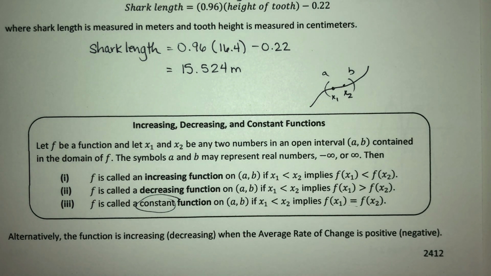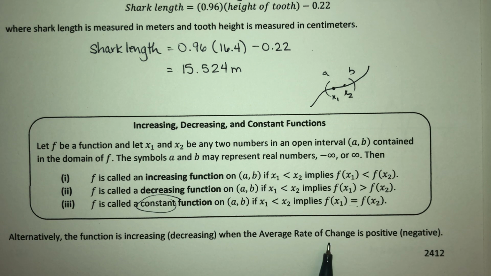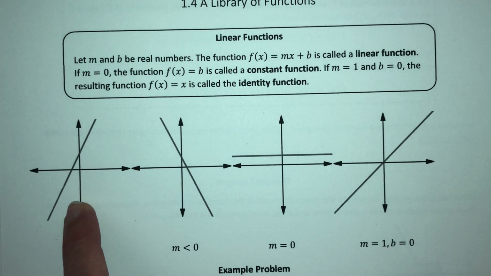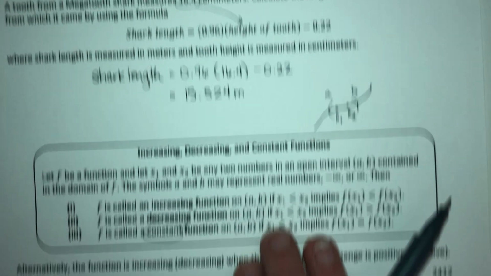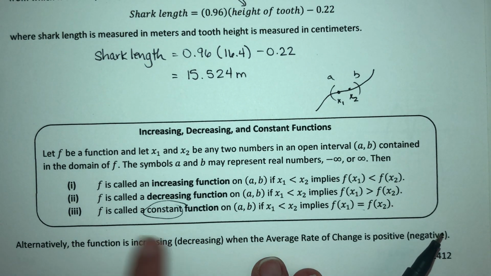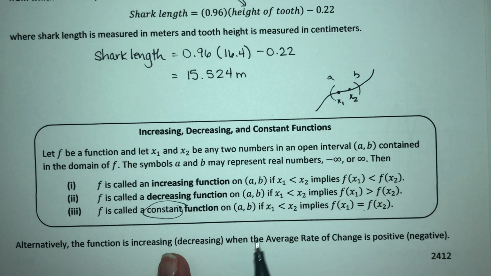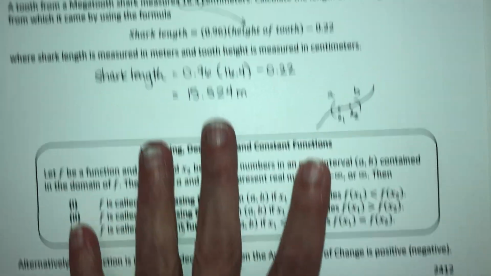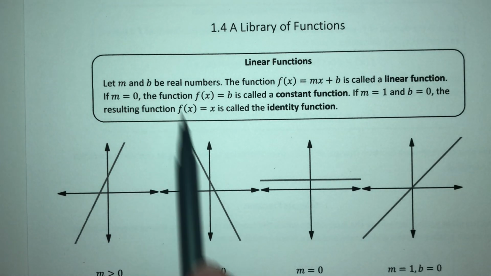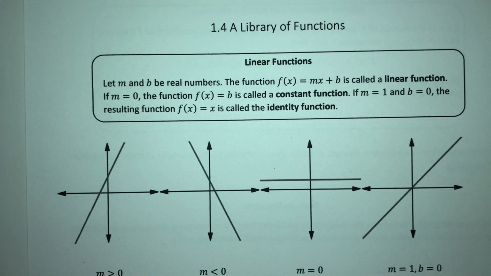Now alternately, the function is increasing if the average rate of change, which if you recall from the last section, is very closely related to slope, is positive, just like if your slope is positive, your line is going up. And the function is decreasing if the average rate of change is negative, just like a negative slope means that your linear function is going down. It is decreasing.